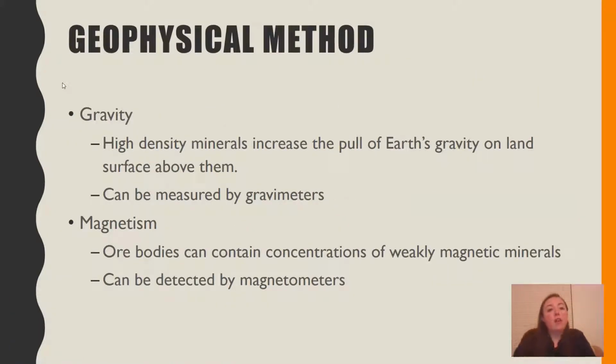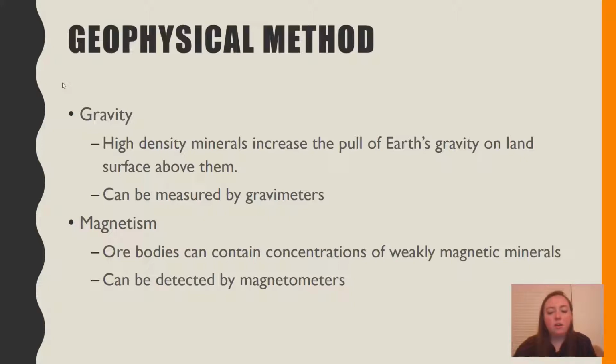To start off, we will discuss the geophysical method. The geophysical method depends upon contrast between the physical properties of ore bodies and those of their host rocks in the four main areas, which are gravity, magnetism, electrical properties, and radioactivity. Many ore bodies contain minerals of high density, which increases the pull of Earth's gravity on land surfaces above them.